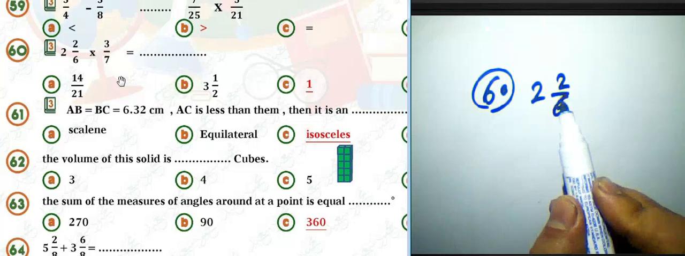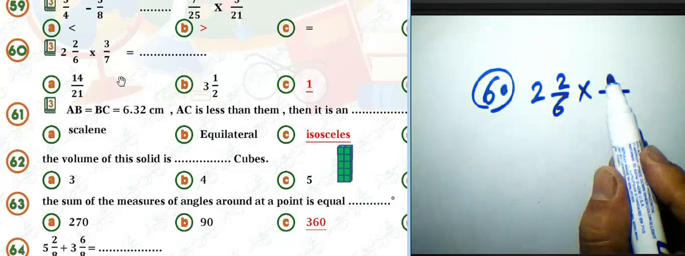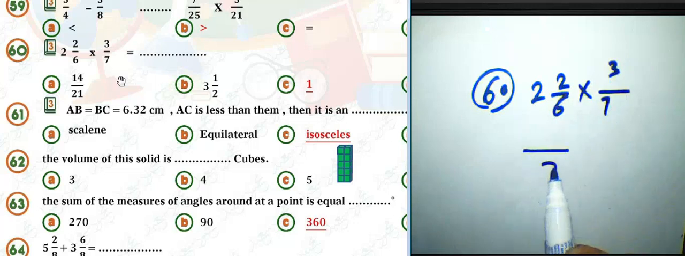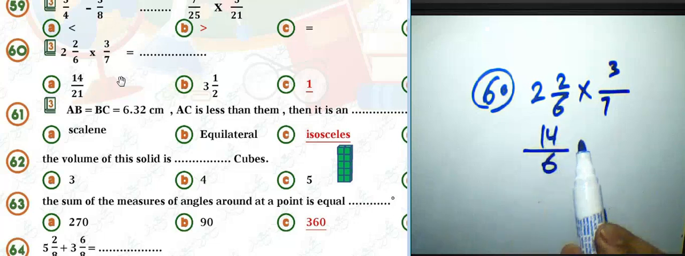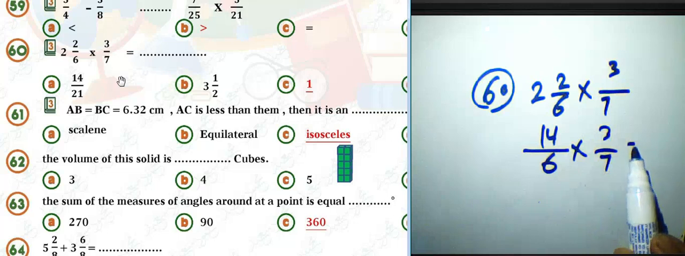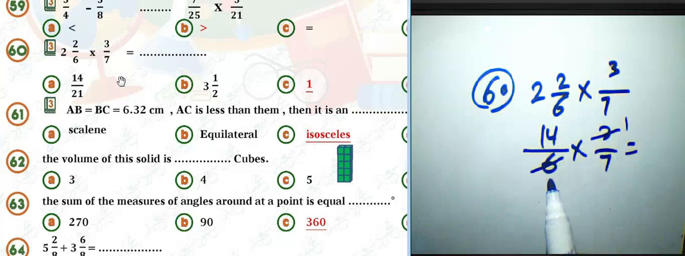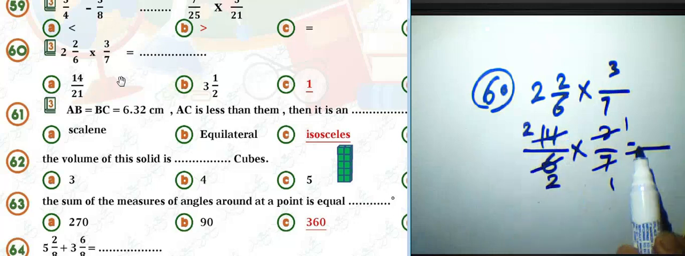Two and 2 over 6 multiply 3 over 7. Write 60 here. 2 times 6 equals 12. 12 plus 2 equals 14. Multiply 3 over 7. 3 divided by 3 equals 1. 6 divided by 3 equals 2. 7 by 7 equals 1. 14 divided by 7 equals 2. 1 times 2 equals 2. 1 times 2 equals 2. 2 divided by 2 equals 1.